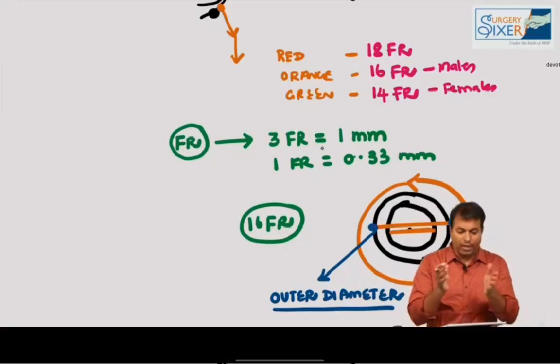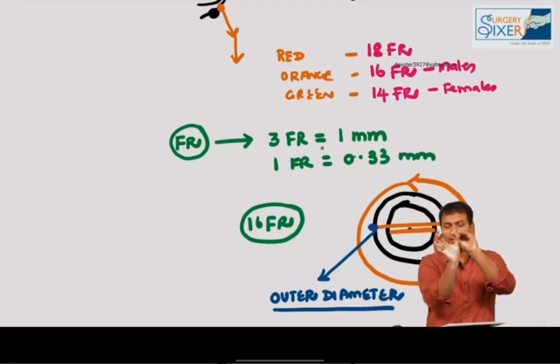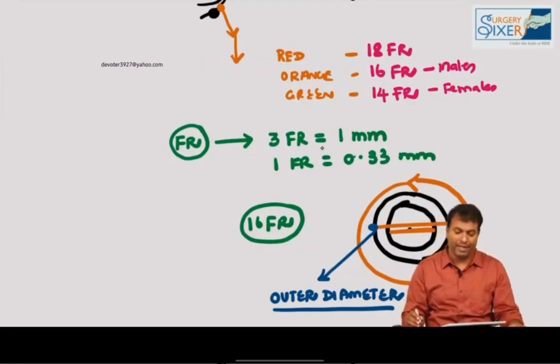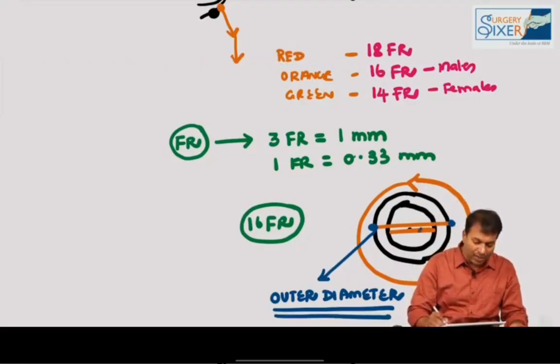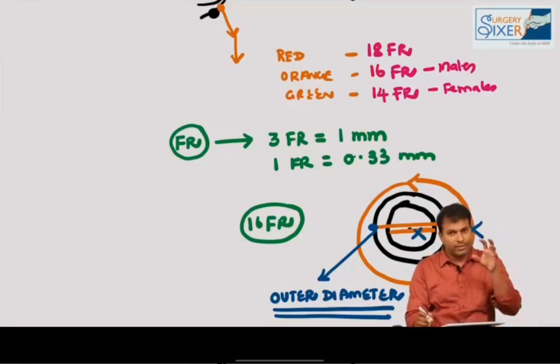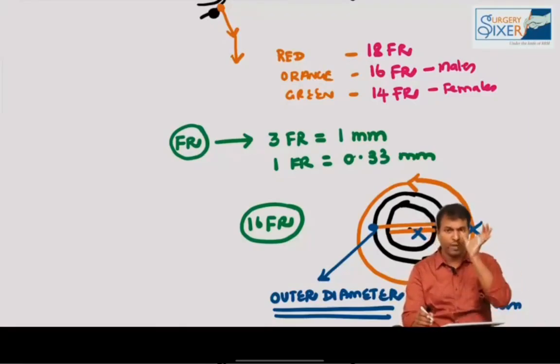Looking at the Foley's catheter from this side to this side, this outer diameter is known as 16 French. The 16 French corresponds to the outer diameter, and not the circumference, not the inner diameter, and not the radius. So what is 16 French? The value corresponds to the outer diameter.